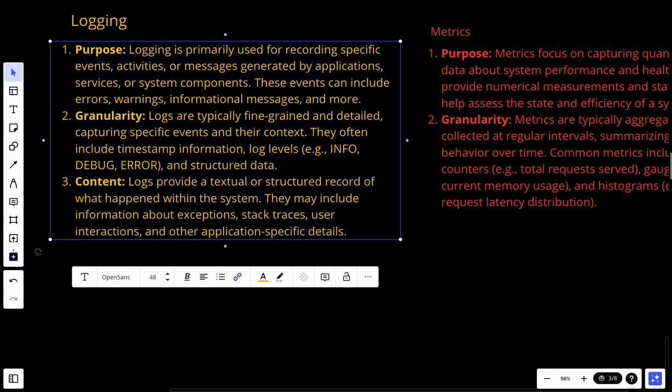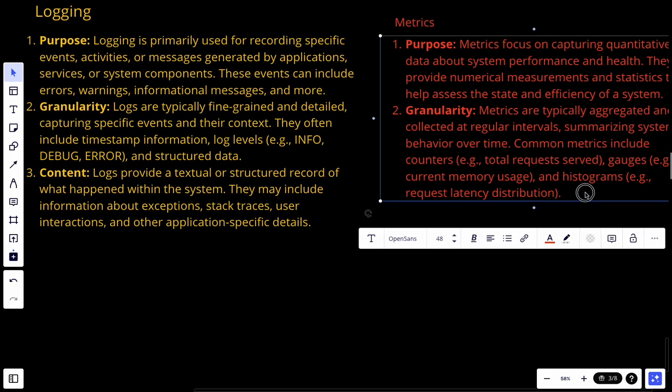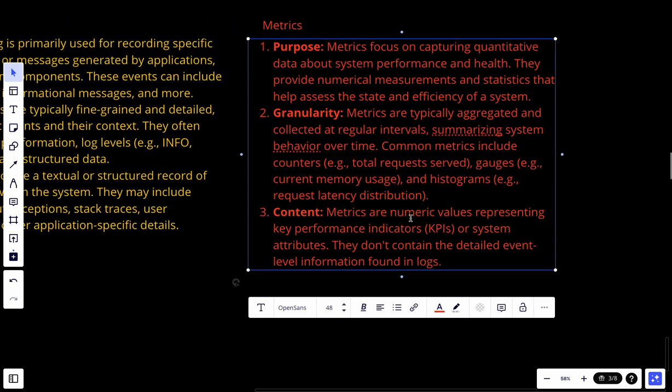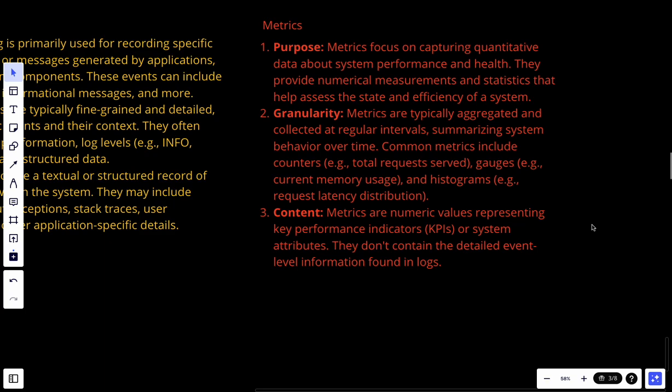However, on the other hand, the metrics are just numeric values. So basically here the content of metrics are numeric values representing key performance indicators, or KPIs, or system attributes. They don't contain the detailed event-level information found in logs.